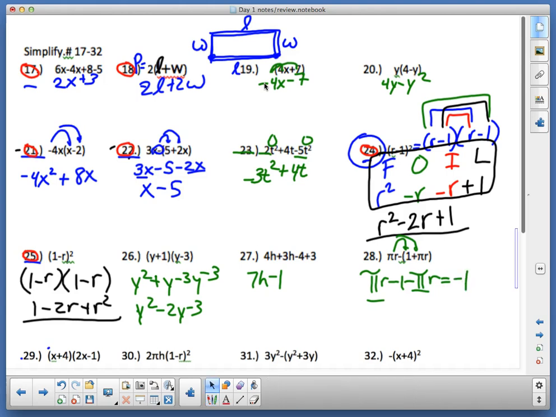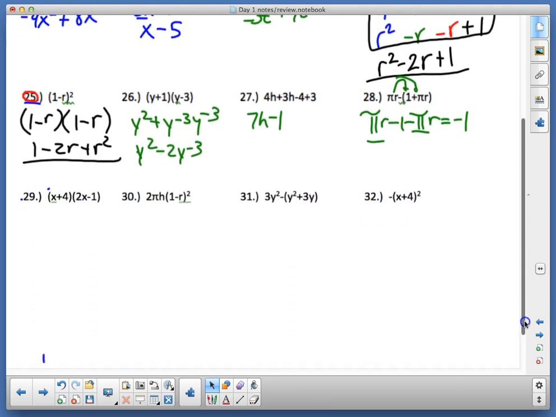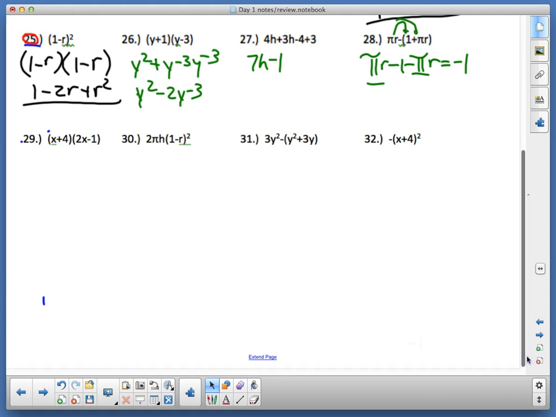I'll cursor down here during this combining like terms section. And we got another FOIL. And again, FOIL. First, I got my x times 2x, I got 2x squared. Okay.